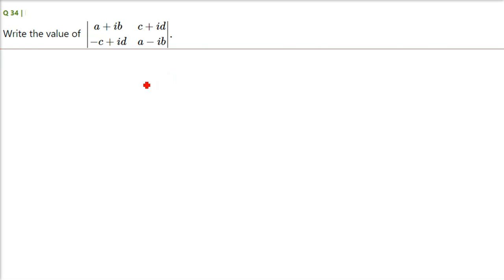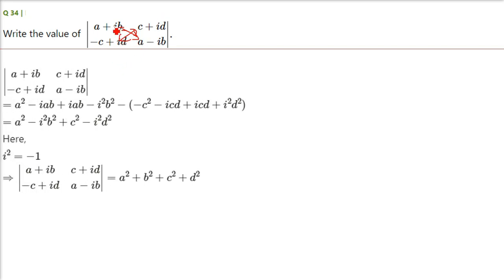Now write the value of this. So it's simply a 2 by 2 matrix, so just cross multiply and subtract. So let me just tell you, because when we talk about complex theory or complex mathematics, this i is special because i square is equal to negative 1. So when we multiply, you will get i square. So you just have to replace this i square with negative 1. So let us multiply this. A plus iB into A minus iB.